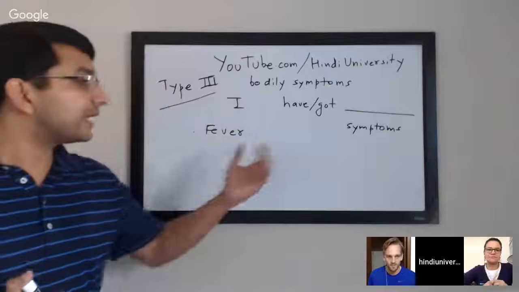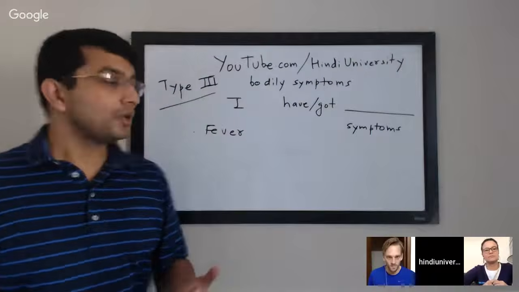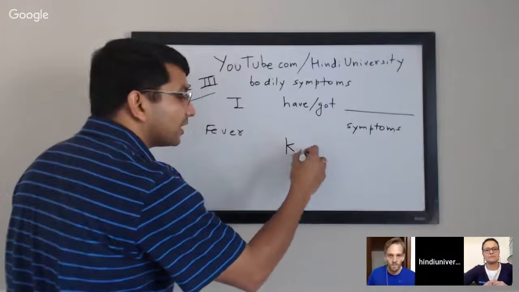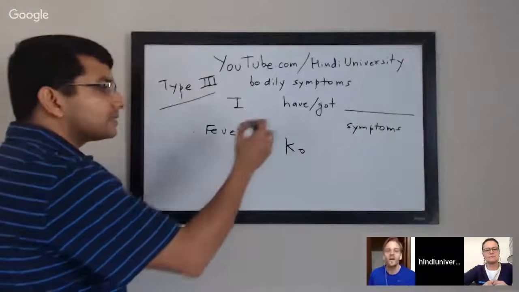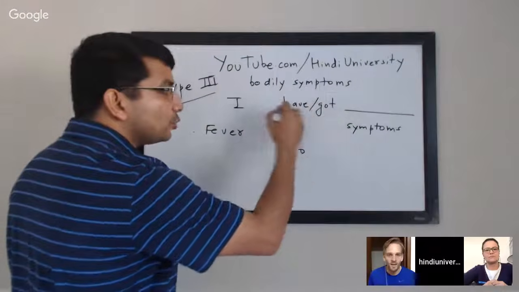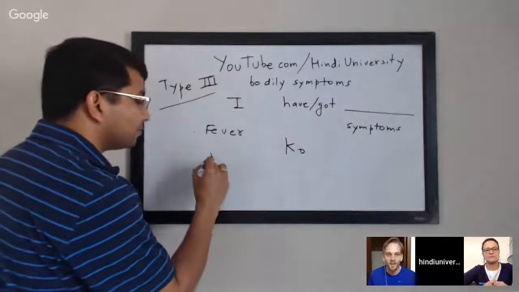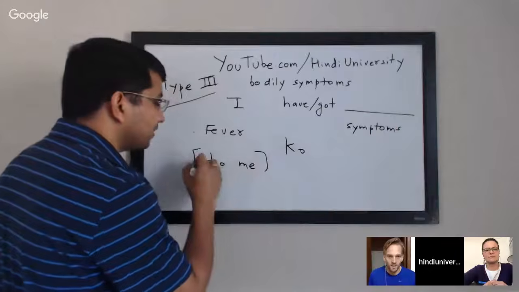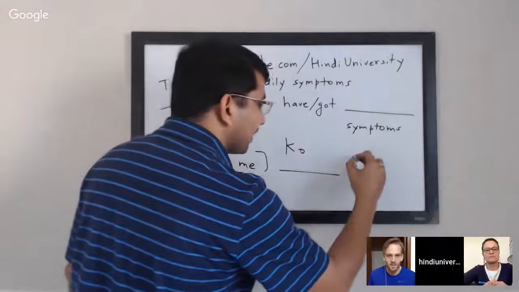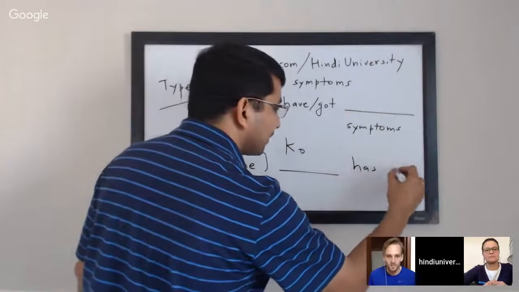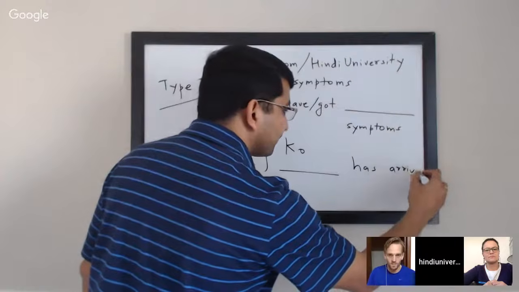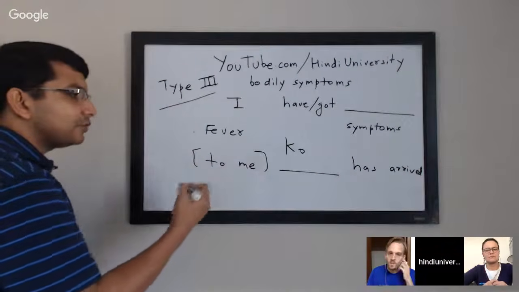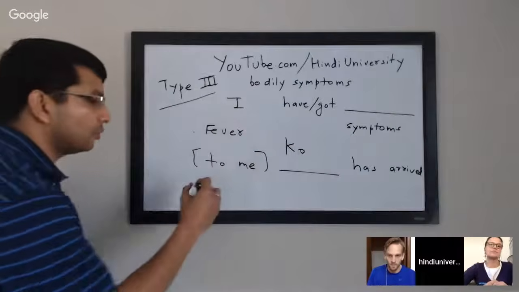If it is something like a bodily symptom, in Hindi you use ko in those scenarios. Okay, and funny because you don't say "to" throughout the sentence. The way you will say it is like "to me", and then the symptom has arrived or has come. Okay, that's really what it means. So try it again using ko or mujhko.